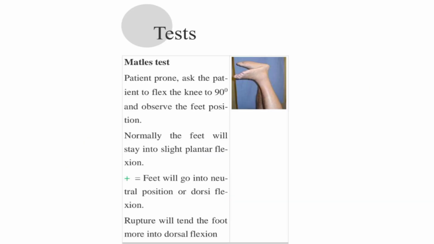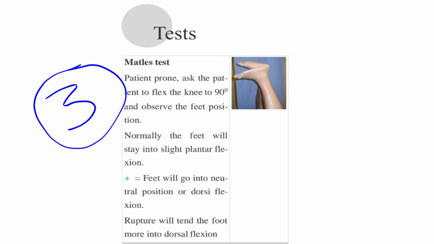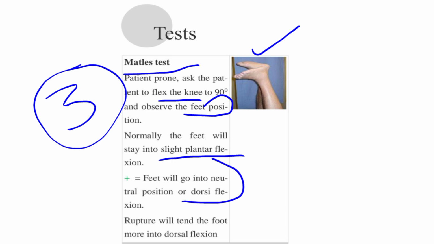The third test is the Matles test. In this test, the patient is also prone. Ask the patient to flex the knee to 90 degrees and observe the foot position. Normally, the foot will stay in slight plantar flexion. If the foot goes into a neutral position or dorsiflexion, this is the positive sign of Achilles tendon rupture. This is the Matles test. There are 3 tests to diagnose Achilles tendon rupture.